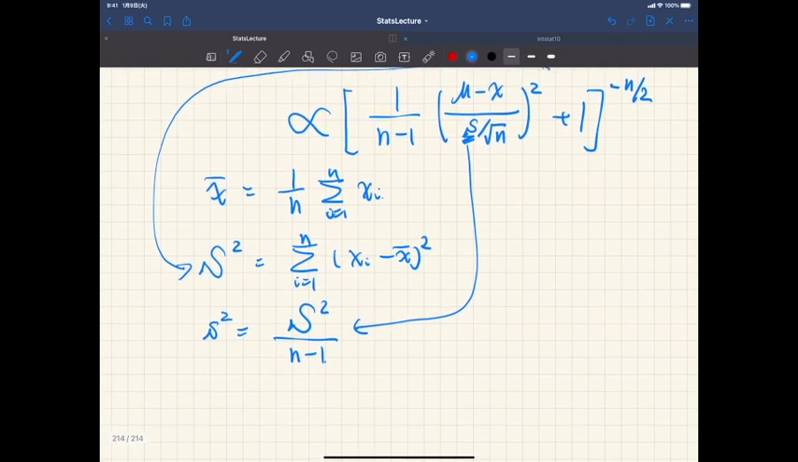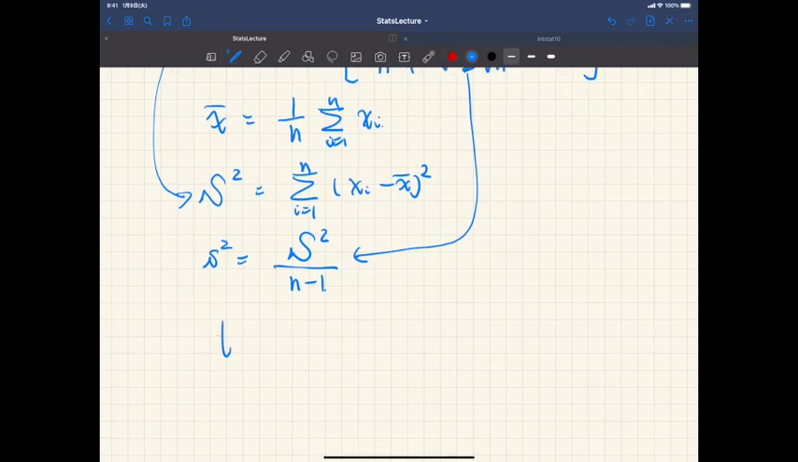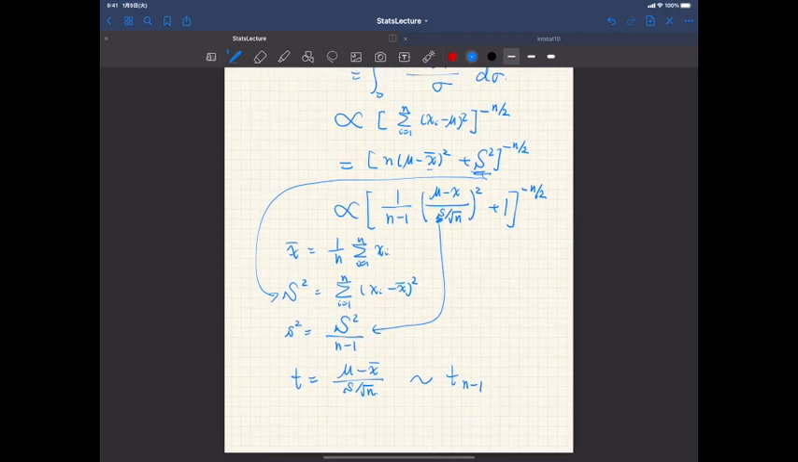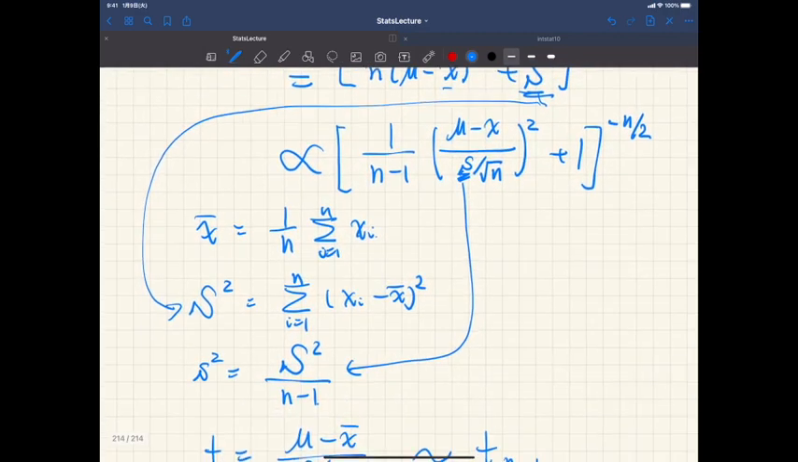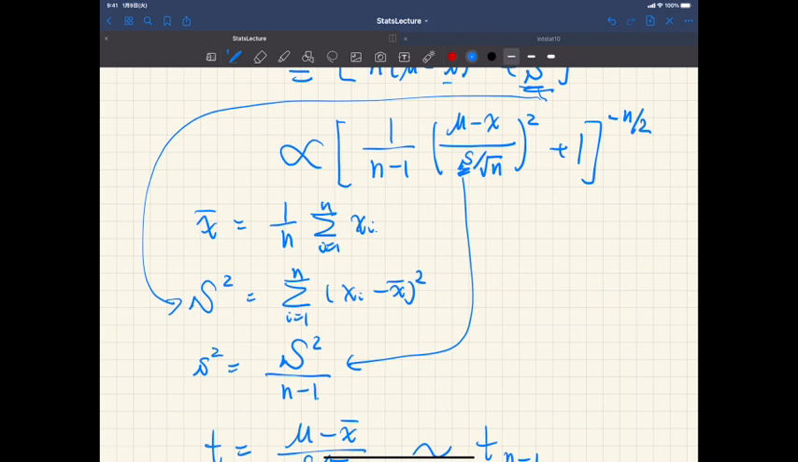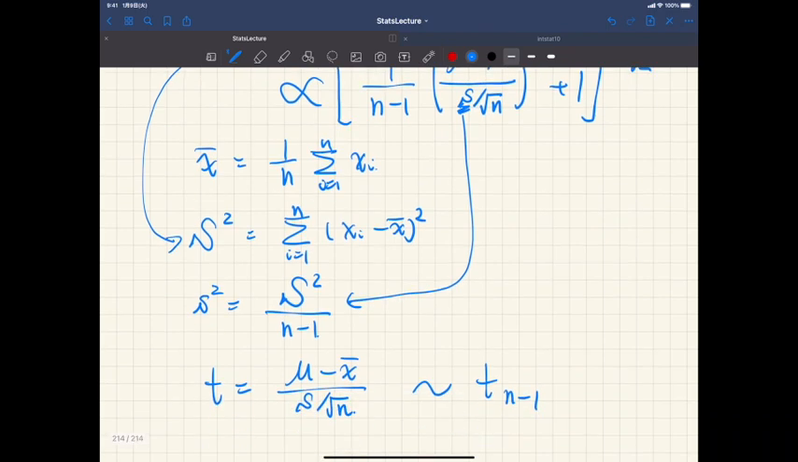Now, if we substitute t equal to mu minus x bar over s over square root of n, then this follows the t distribution with n minus 1 degrees of freedom. So this is a t distribution basically, but in this case the random variable is this. This is a random variable.